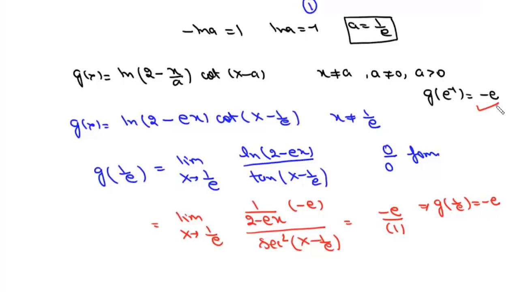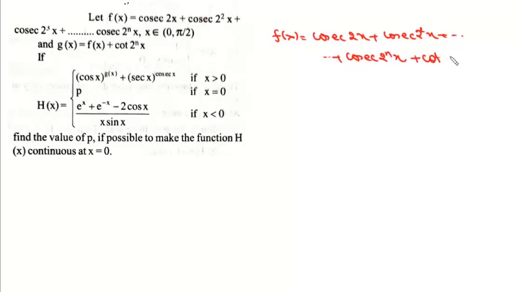Now here the question is, we are given this function fx, which is cosec 2x plus cosec 2 square x up to cosec 2 to the power nx, and gx is fx plus cot 2 to the power nx. Now here what we'll do is we'll add cot to the power 2nx and subtract cot to the power 2nx. Now first we'll simplify this.